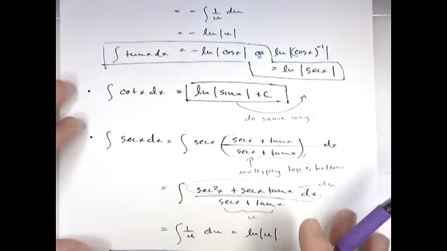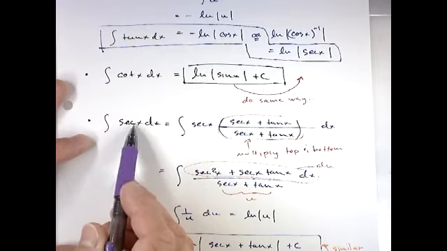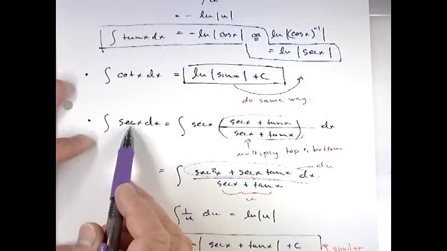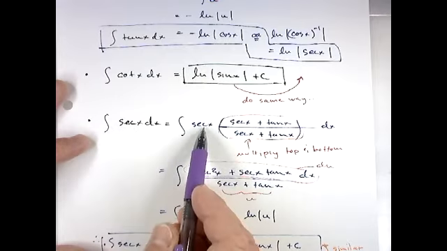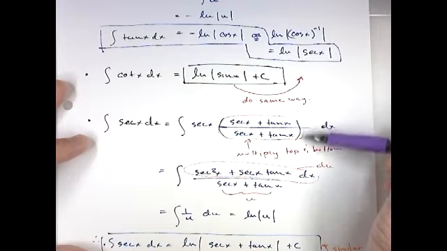Now, secant of x's antiderivative. This one's a pretty creative technique to try to find the antiderivative of it. What we do for secant of x is multiply top and bottom by a fancy form of 1. It would seem difficult to come up with this on your own. Don't worry, you don't have to. It's already done for us.